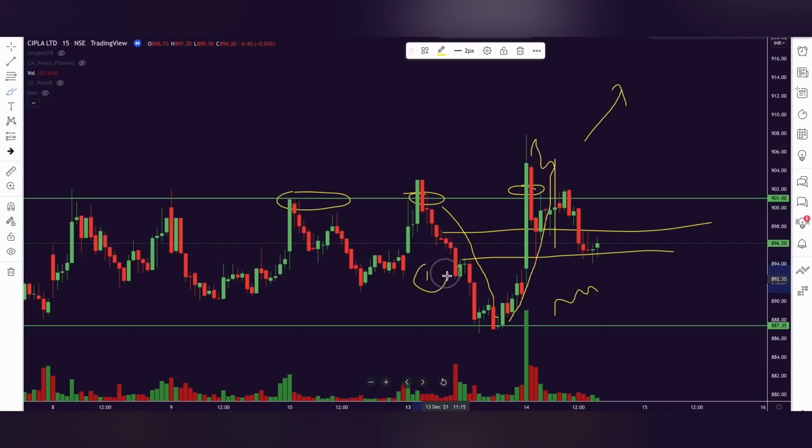See here, first time this parabolic momentum the market rejected, but actually we cannot consider this as parabolic breakout because it did not break below this level. But if it had broken this level and gone up, this is one parabolic rejection.